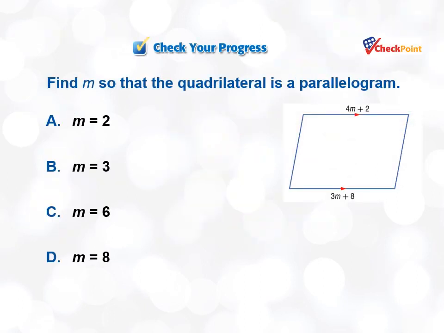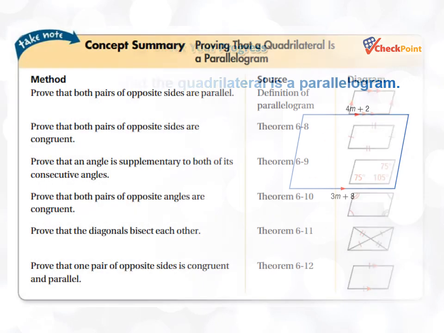Now find m so that the quadrilateral is a parallelogram. See here, this is a parallelogram. So how will you find the value of m? 4m plus 2, 3m plus 8. We'll equate them, right? So what will be the value of m? Yeah, it will be 6.